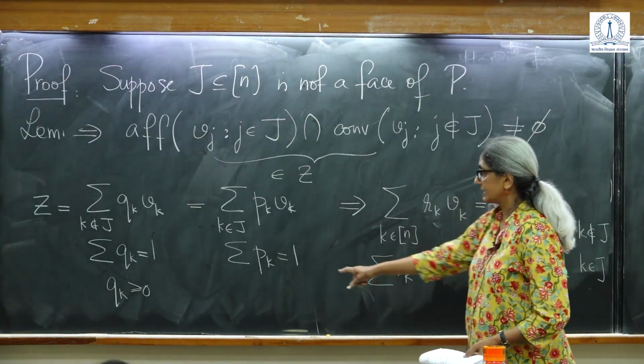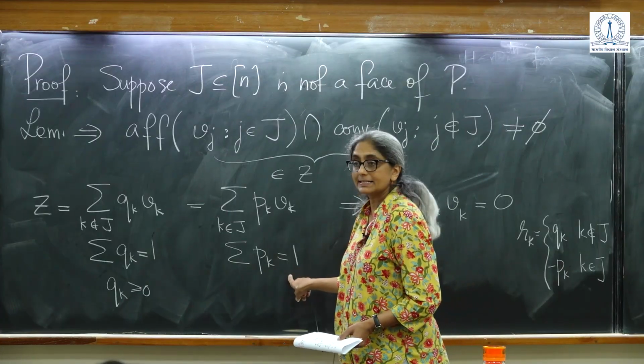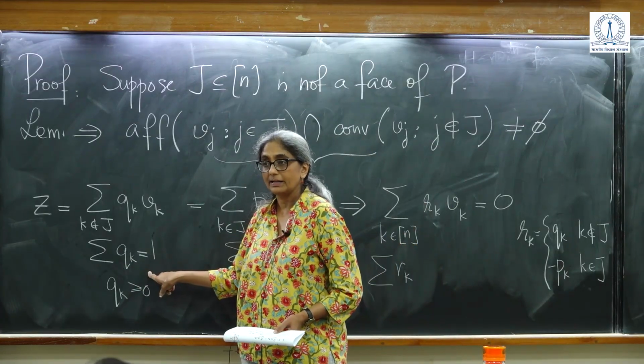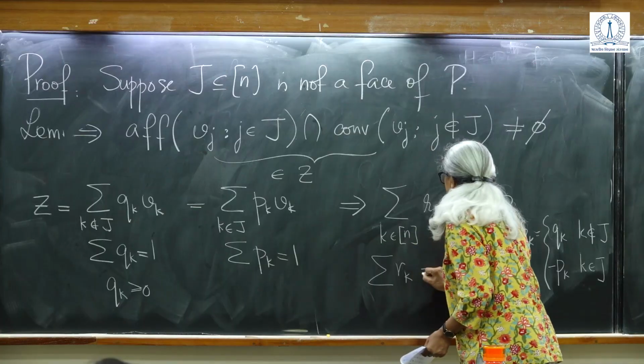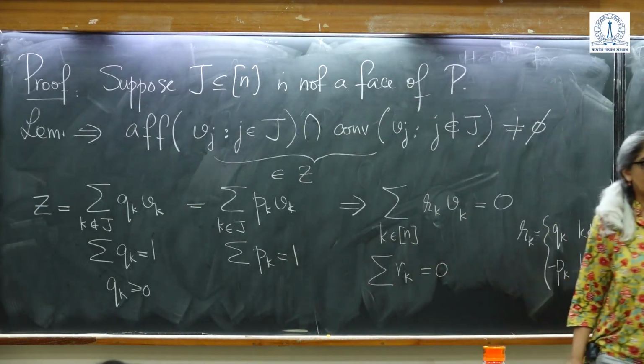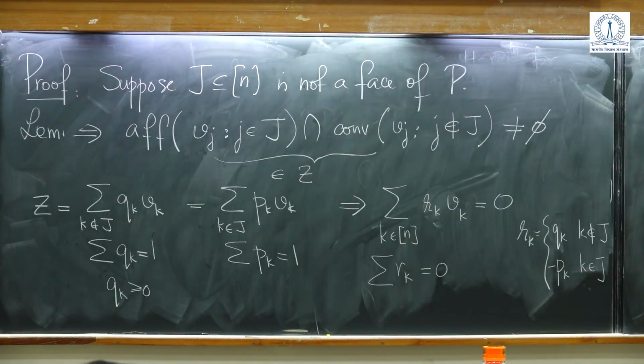Yeah, the sum of the RKs is 0, right? Because the PK sum is 1 and the QK sum is 1. So when I subtract, I will get this. So the RKs all sum to 0. And we also have, if K is not, okay, let's stop there. That's enough. So we have these two properties.